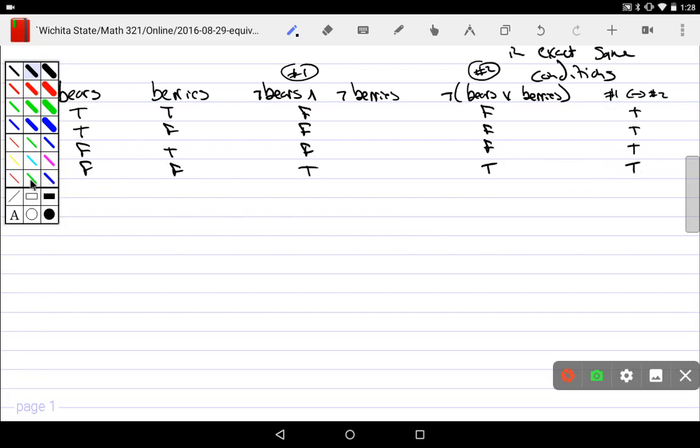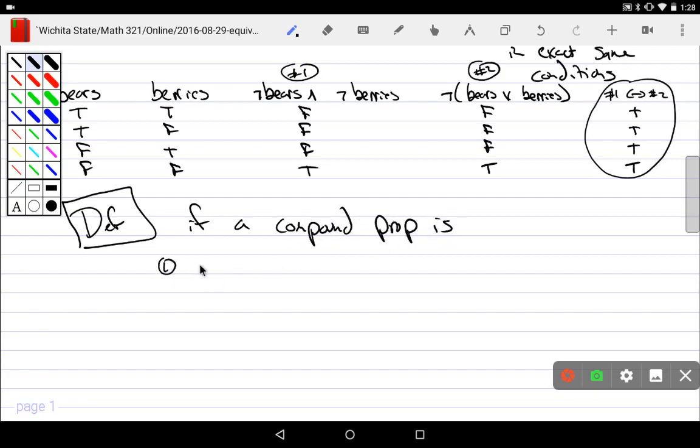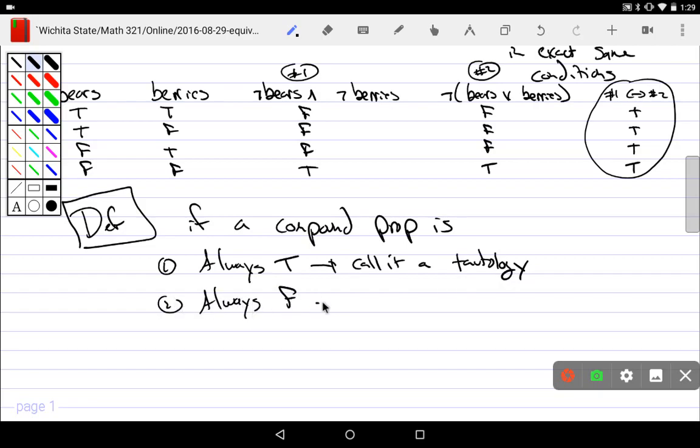And so it ends up being that, which gets us to the next part of this, and this is the hint of what a sameness means, and we're going to need some words. So from definitions, if a compound proposition is one, always true, we're going to call it a tautology. Two, if it's always false, we're going to give it its own word, and we're going to call it a contradiction.